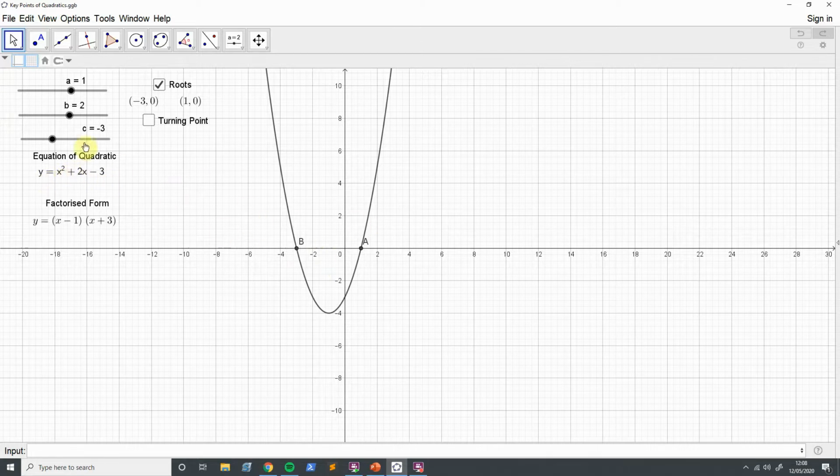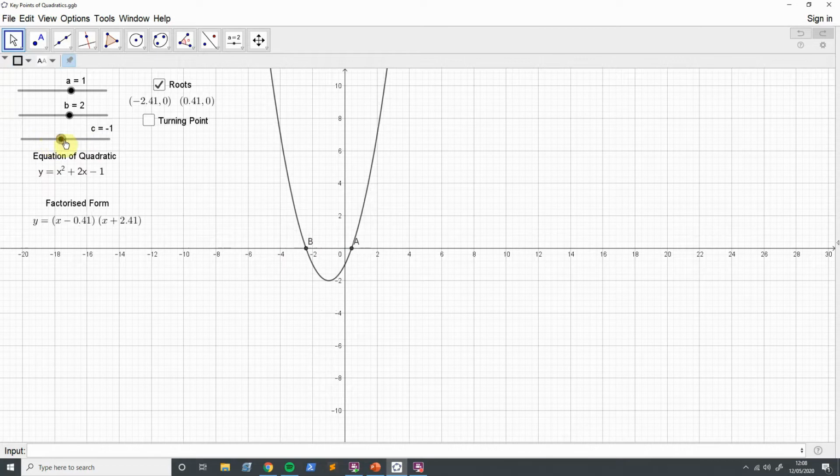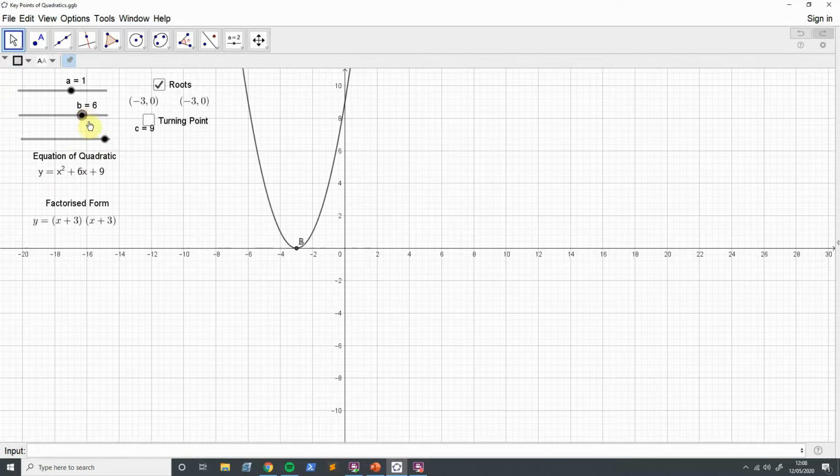If I change this a little bit, so I'm going to go for x squared plus 6x plus 9. What do we notice about this one? We may notice that when we factorize it, we've got two of the same brackets. And when I check my roots, which is where it crosses the x-axis, I have the same coordinate twice.